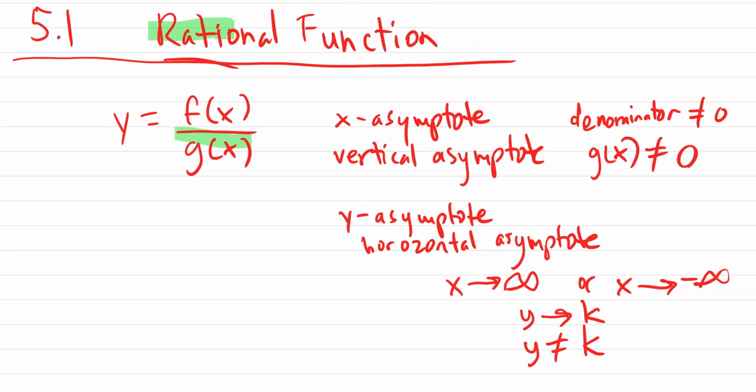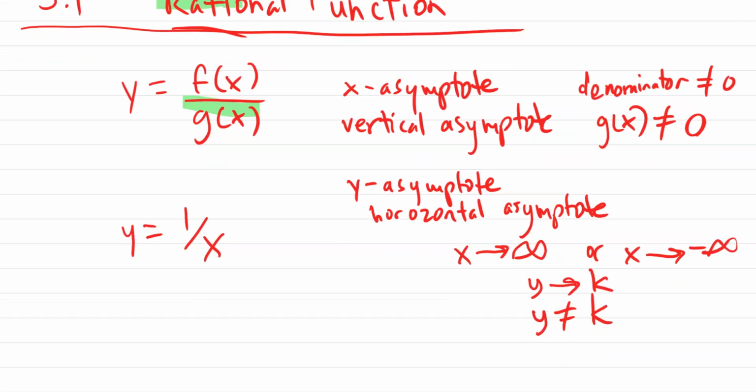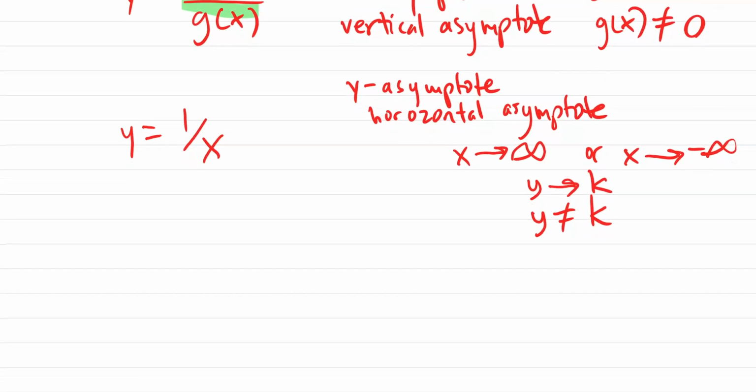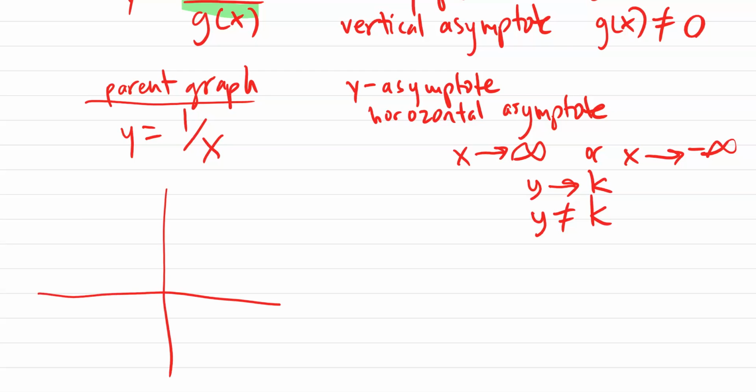So what we'll do is we'll kind of start with what we already know. One of the easiest rational functions would be if we just had 1 over x. Okay. What does 1 over x look like? And this will be kind of our parent graph. Well, if you don't know, then you plug in points. So we say, well, what if x were 1? What if x were 2? What if x were 3?